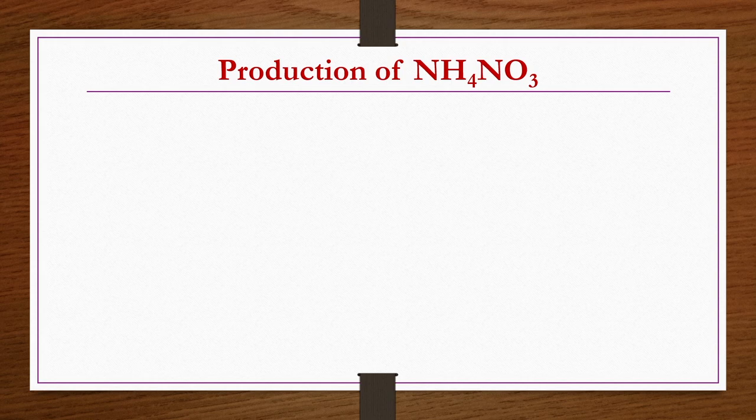Now, production of ammonium nitrate. Production of ammonium nitrate is done by one simple method, by reacting ammonia and nitric acid. When you react the ammonia and nitric acid, you will get ammonium nitrate, and almost all plants are based on this reaction only, right? Obviously from one plant to the other plant, there may be some differences.